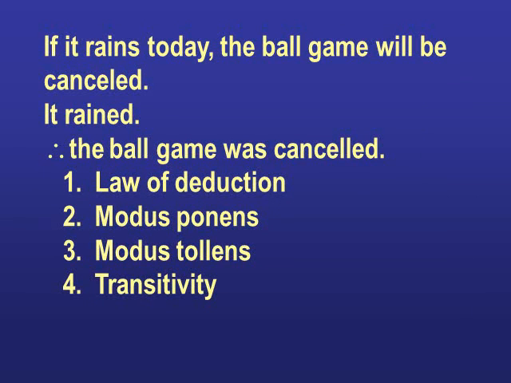Okay, so let's do another one. This time I want you to read it, and then I want you to guess. This is a multiple choice. Is it 1, 2, 3, or 4? Do your most educated guess and see if you're right. So, if it rains today, the ball game will be canceled. It rained, therefore, there's my 3 little dots in the shape of a triangle, right? Therefore, the ball game was canceled.